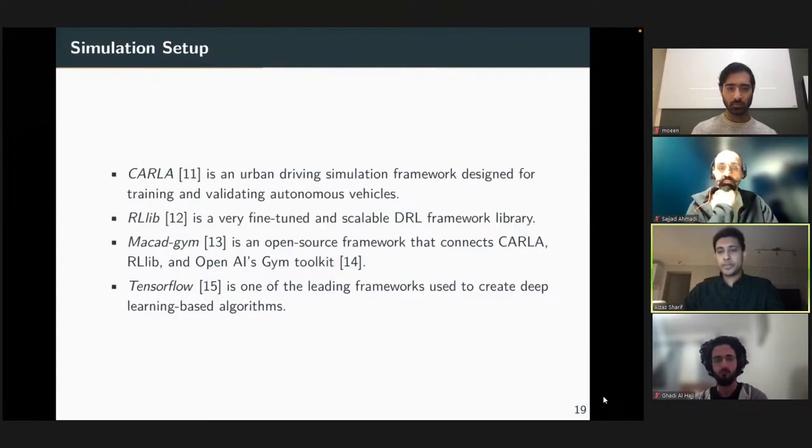And in order to build this end-to-end benchmarking framework, we used certain tools and libraries. One of them is Carla, which is a famous urban driving simulation framework, RLlib, which is a very fine-tuned and scalable reinforcement learning library. The third one is an open source framework that connects Carla, RLlib, and the OpenAI Gym toolkit, and we have modified and tuned it. One of my main contributions is to add functionalities in this in order to propose this benchmarking framework. And the last is TensorFlow, which is one of the leading frameworks to create deep learning based algorithms.